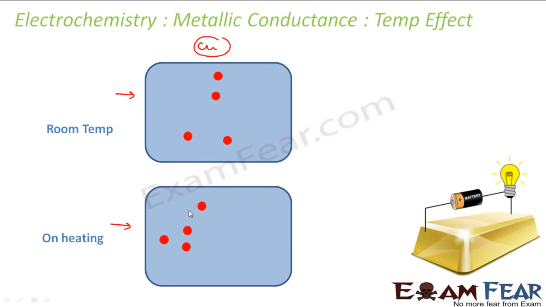If you consider yourself as an electron, for you to cross this is pretty easy, right? Because these are in slow motion. But for you to cross this will be a little difficult, because of the high motion. You may collide. So it is pretty obvious that on heating, the conductance of a metallic substance decreases. Correct? Because when you increase the temperature, these atoms move around, and this restricts the flow of electrons.